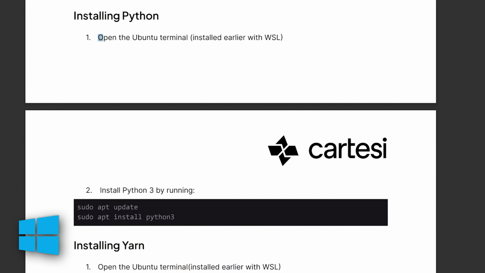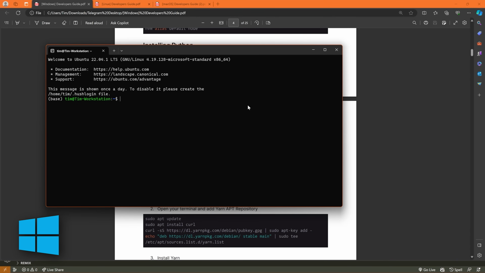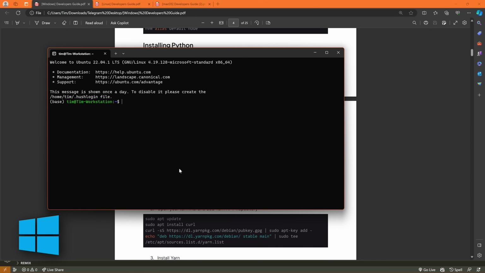Great. Next installation step is Python. Okay, so again, same thing. We want to make sure we're in the Ubuntu terminal. Everything we do from this point forward, we're doing inside of WSL. Don't do this in your standard Windows command prompt, PowerShell, whatever. Otherwise, it's not going to work.